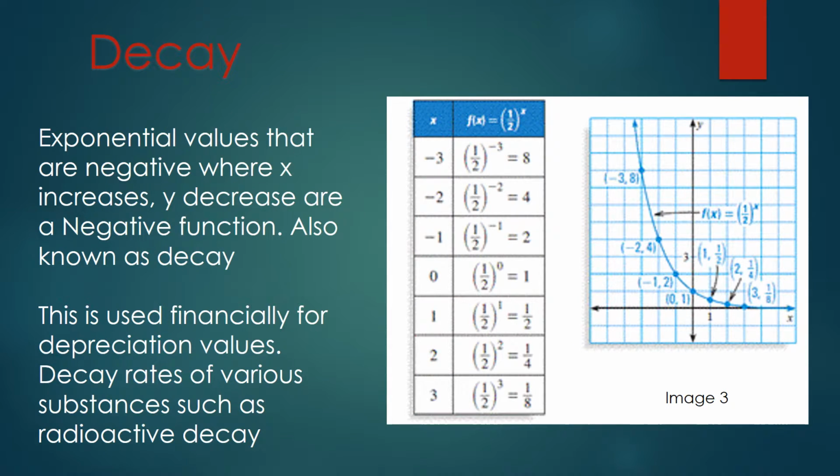For exponential values that are negative, as x increases, we can see that the y values decrease. So as x gets larger, the y values are getting smaller. This is known as a negative function, also known as decay. This is used in financial services for the depreciation values of various things, such as cars and tools, and for decay rates of various substances, such as radioactive decay.